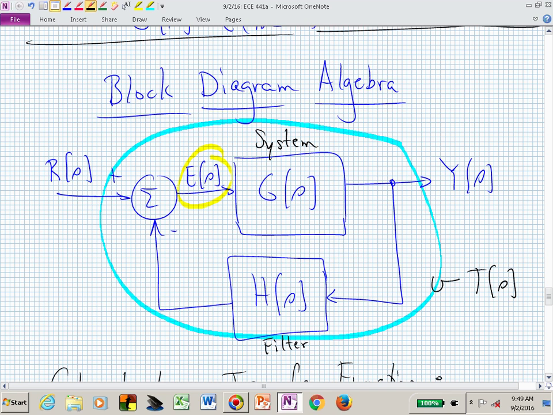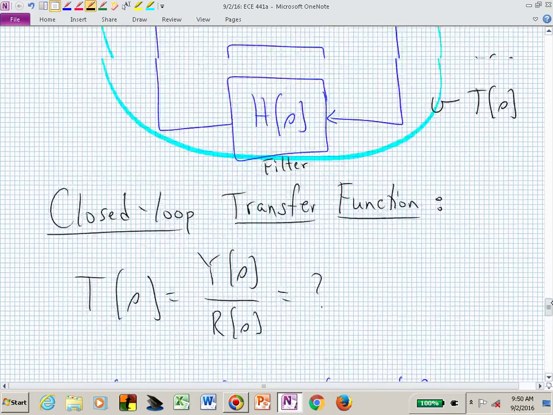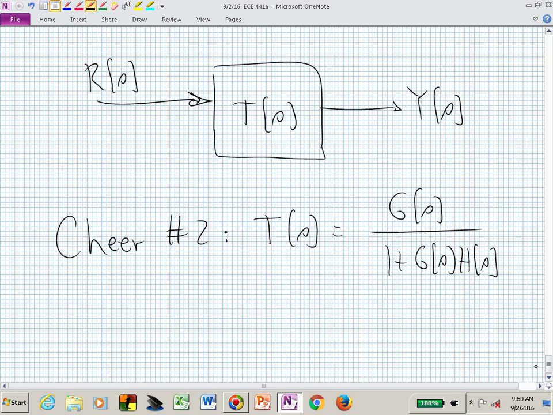We've now collapsed all of that into one transfer function, which is G over 1 plus GH, which is T of S. You derived it, which means that if you have this structure in front of you and you want to simplify things, you could do the simplification by implementing cheer number 2 and doing G over 1 plus GH, and then solving that. You now have a ratio of ratios, but you can simplify that to obtain a rational transfer function in terms of S with zeros and poles.